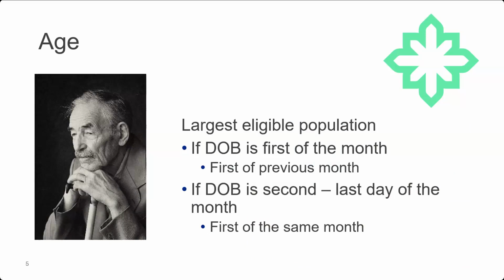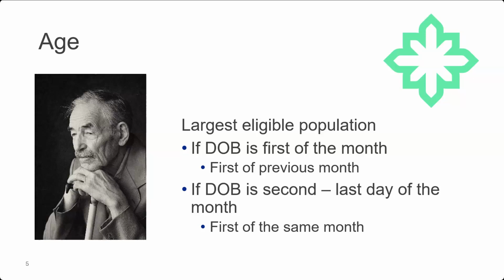First, age is the largest eligible population. The date of birth, or DOB, is set so that it is the first of the month in which you turn 65. It is not the actual day you turn 65. The second part of that is, unless your birthday is the first of the month, and then it's the first of the month prior.